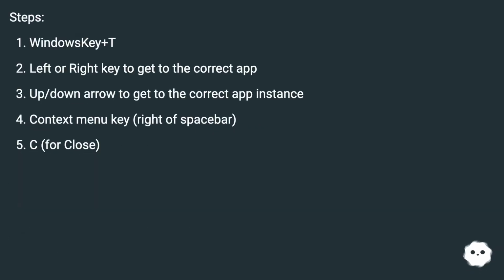Steps. Windows key plus T. Left or right key to get to the correct app. Up/down arrow to get to the correct app instance. Context menu key, right of the spacebar. C, for close.